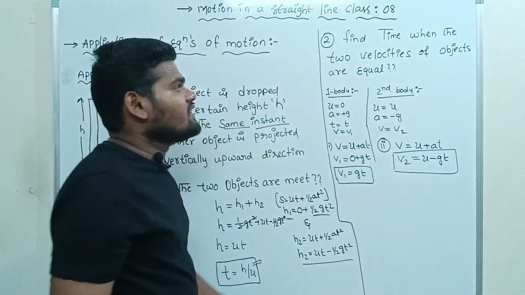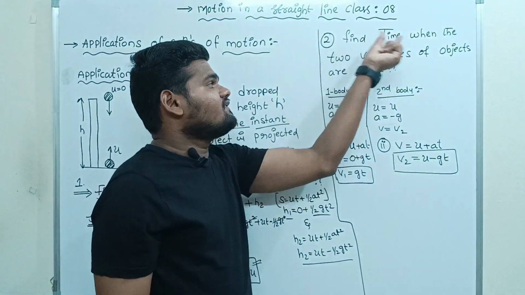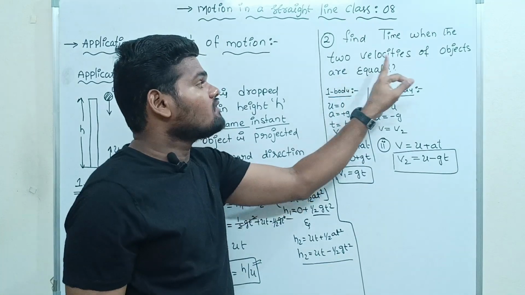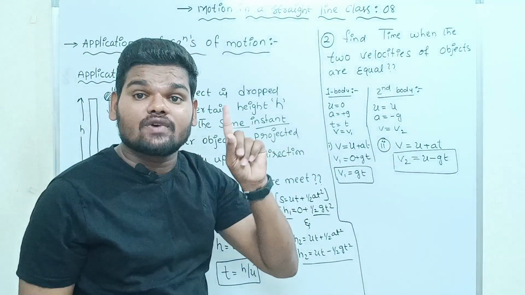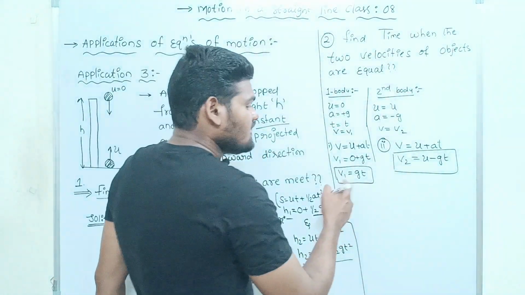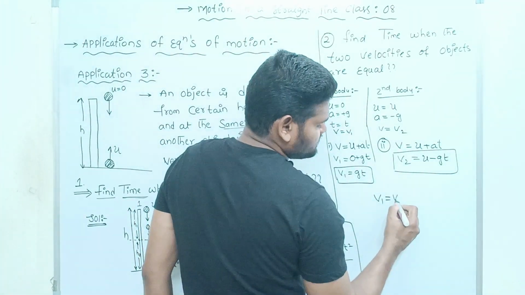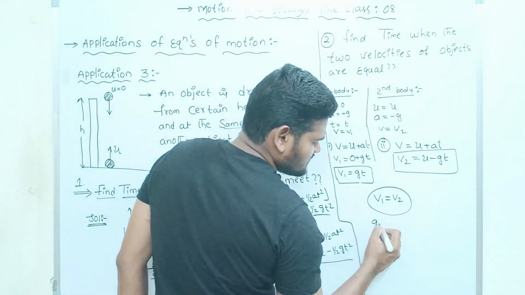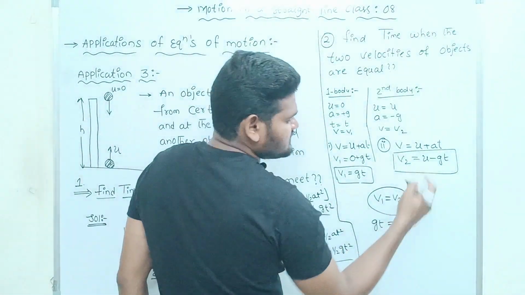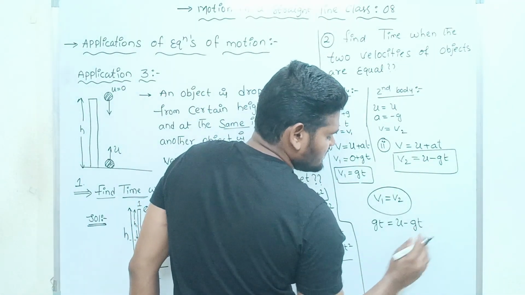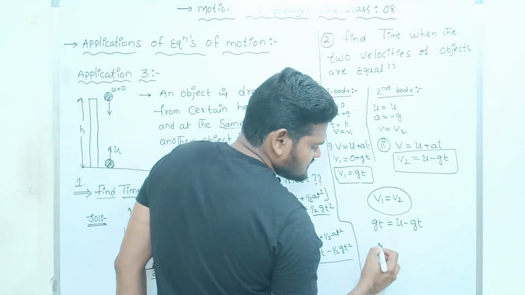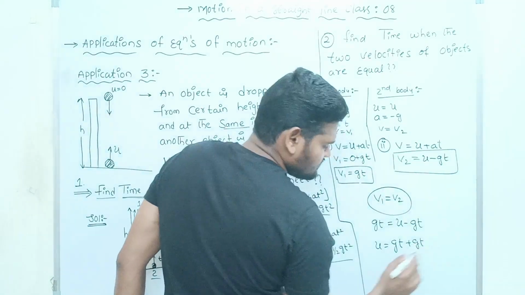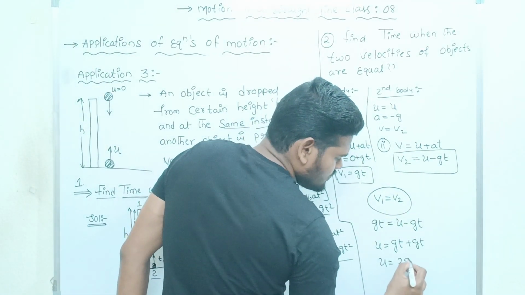According to the given question, what are they asking? Find the time when the two velocities of the bodies are the same. That means v1 is equal to v2. What is the value of v1? gt. This is equal to v2, which is u minus gt. Bring this gt to this side, then u is equal to gt plus gt. Then u is equal to 2gt.